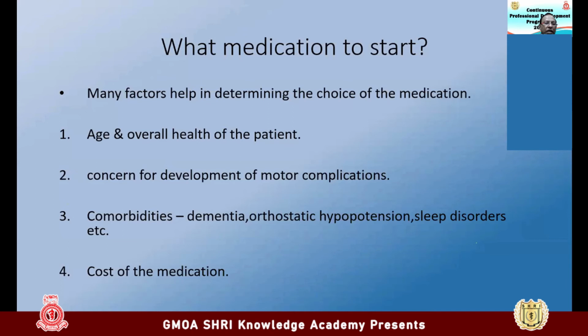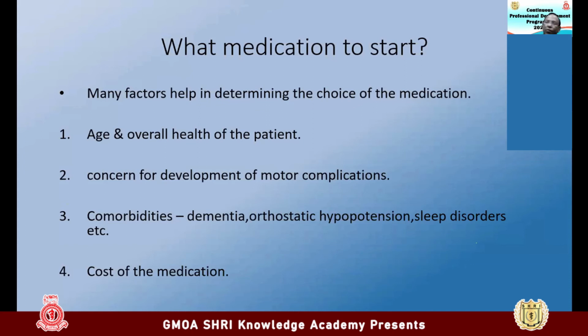You have to be very careful about development of motor complication. Third thing is the other comorbidities associated with Parkinson's patient. Because the majority of these patients are elderly, you have to consider other comorbidities the patient might have, like dementia, orthostatic hypotension, sleep disturbance, etc. Finally, in this country, the other most important factor you have to consider is the cost of the medication.